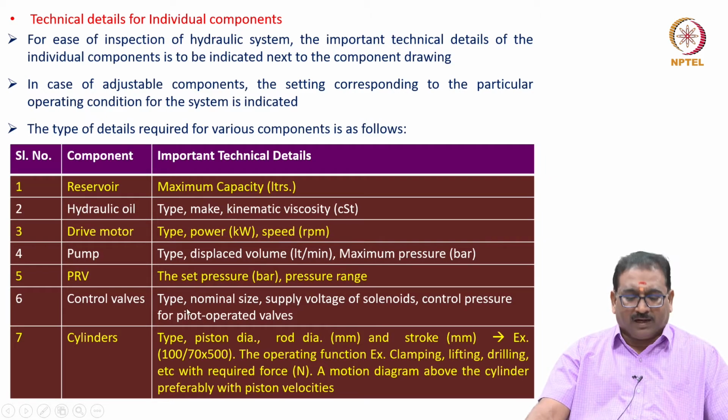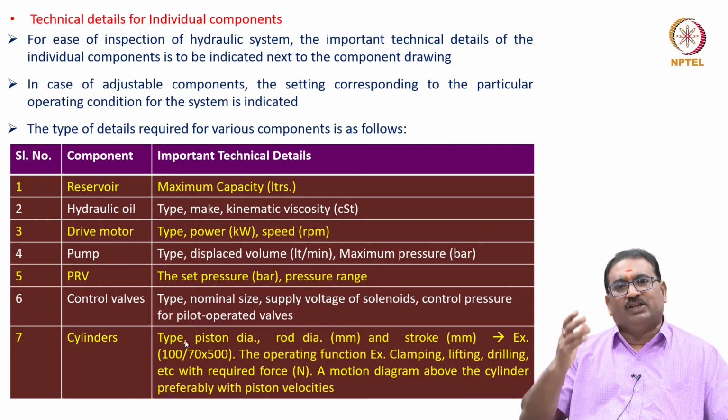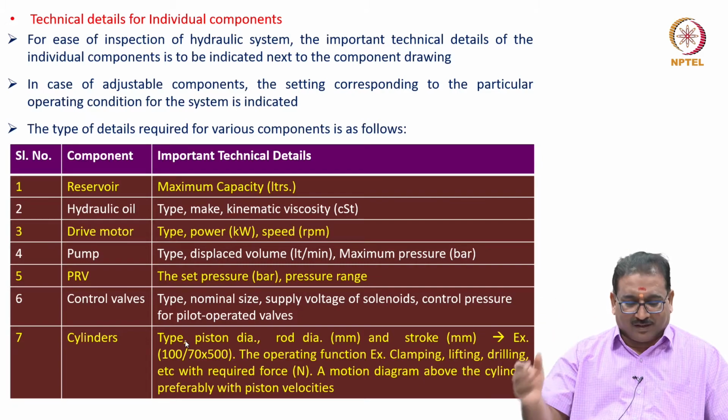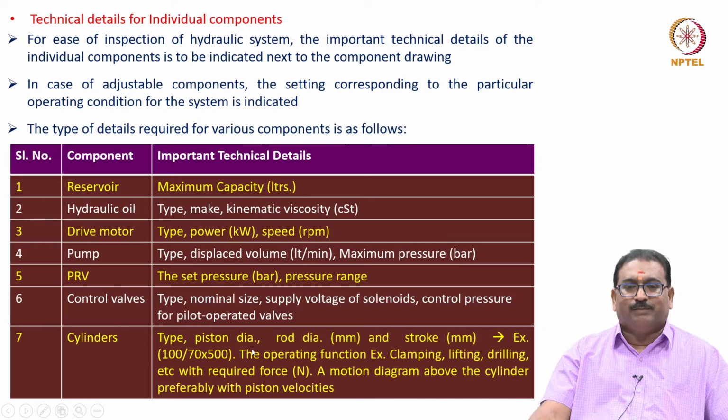Cylinders, similar to that, you have to mention the type of the cylinder, because various types are there. You have seen in the previous class, single acting cylinder, double acting cylinder, differential area, non-differential, various types are there, correct, you have to mention that. Very important thing is piston diameter is very important, and rod diameter is very important, and a stroke length.